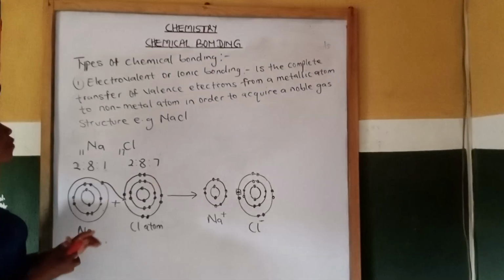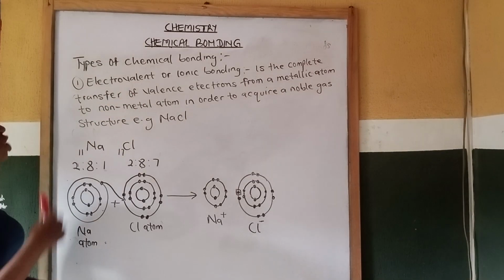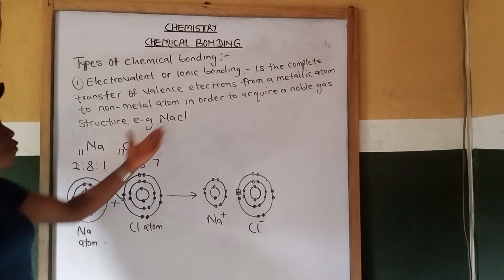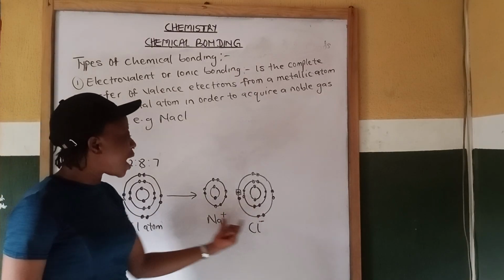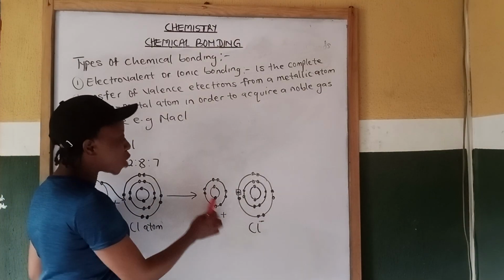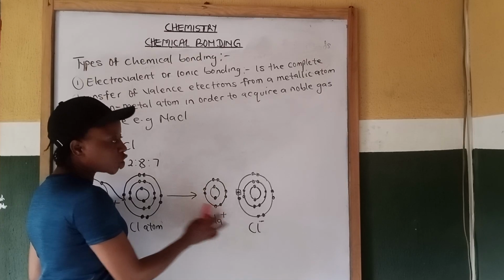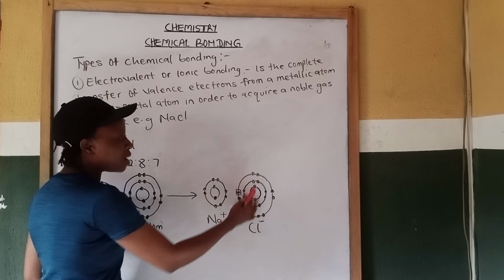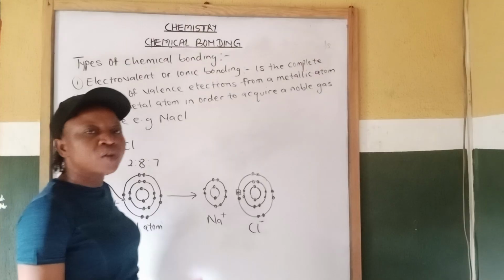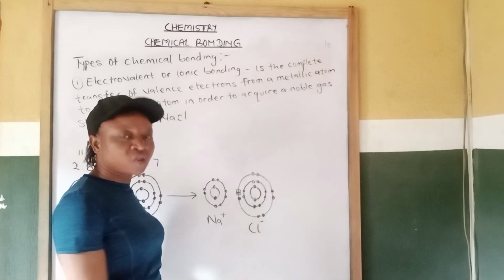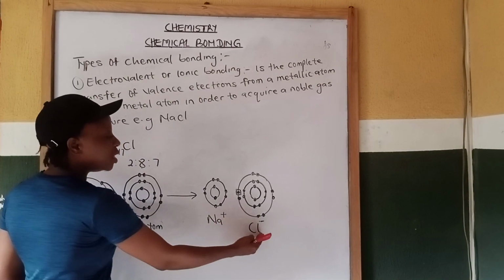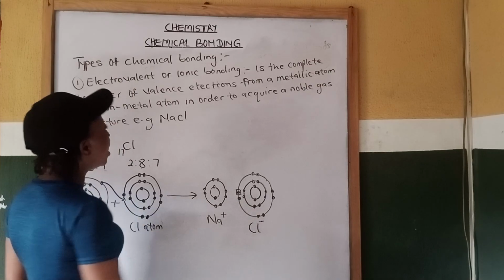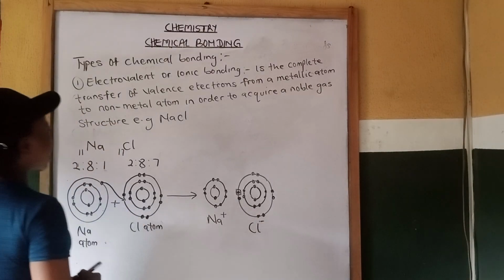So under electrovalent compound, after transferring of electron from a metallic atom to a non-metallic atom, both of them acquire what? A noble gas structure. This one completed its own outermost shell. This one also completed its own outermost shell. But they become what? They become ions. So this one is now a sodium ion. Then this one is what? Is a chlorine ion.